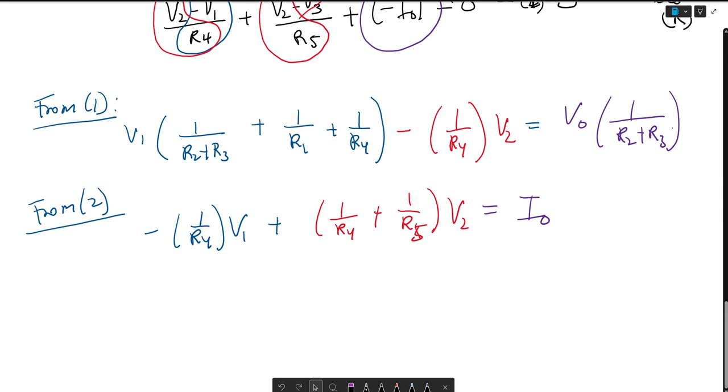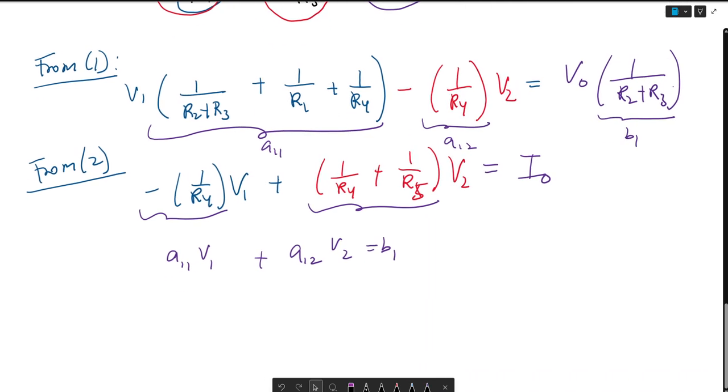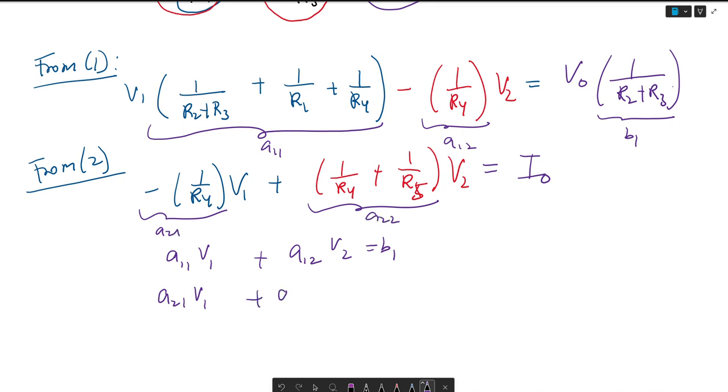If you wanted to, these are just values because we have our resistors. So I can say that this is A11 V1 plus A12 V2 is equal to B1, where this is A11, this is A12, this is B1. And then I could also consider A21 V1, this is A21, this is A22, plus A22 V2 is equal to B2, where this is B2.